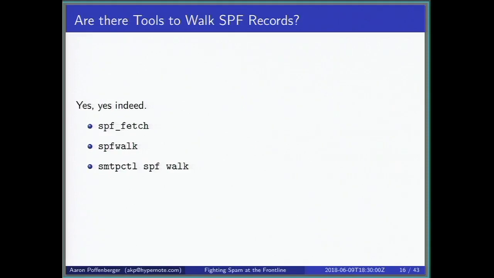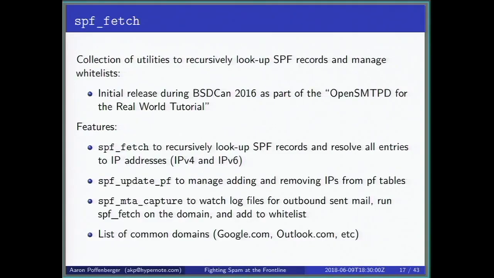So, of course, you need a way to walk those records. And this is where a couple of projects come into play. One that I did by myself, and then one that Gilles Chehade and I worked on a little bit together. The first is SPF Fetch. This started before my BSDCan tutorial in 2016. I was doing it on my own server. I didn't invent this. I don't know who figured this out. It's kind of an obvious use of SPF, but you do need a way to recursively walk these records. Because a lot of large hosts like Google will have hundreds of these.